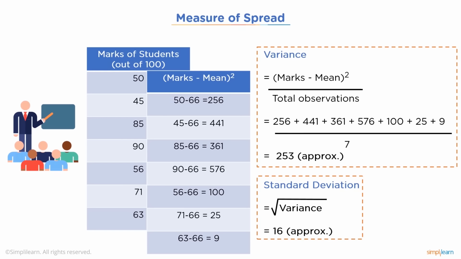Why is it squared? Because you want to make sure that when you're putting all this together, you don't end up with an error where one's negative, one's positive, one's a little higher, one's a little lower. So you always see the squared value over the total observations. And so the standard deviation equals the square root of the variance, which is approximately 16.